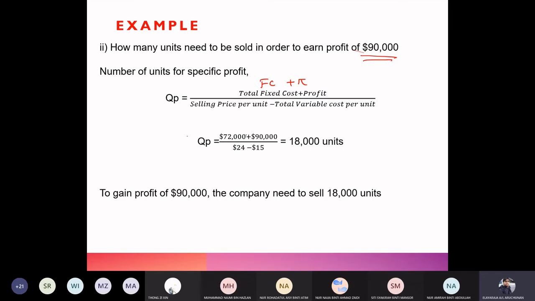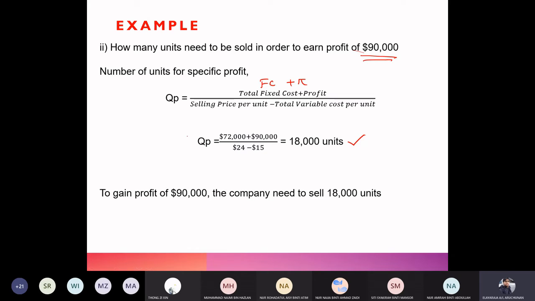So we add these two, the total fixed cost and the profit we need to gain from the trading, which is about 19,000. So the quantity of products we need to produce is about 18,000 units. In order to earn a profit of 19,000, the company has to sell 18,000 units of the product.